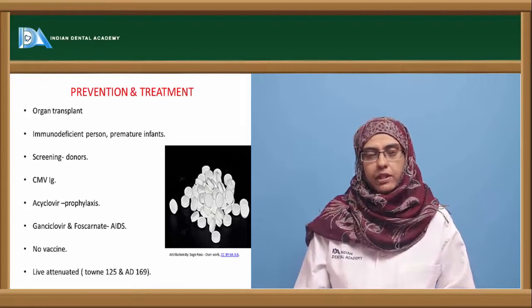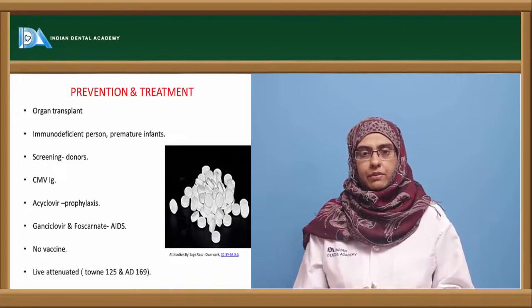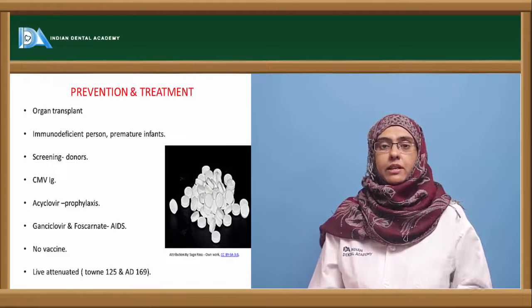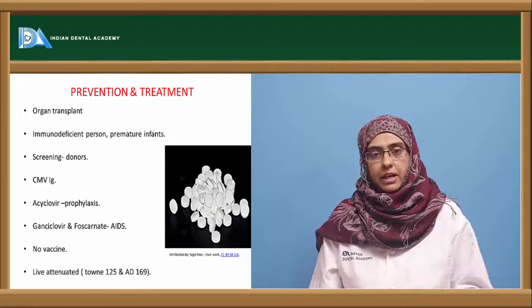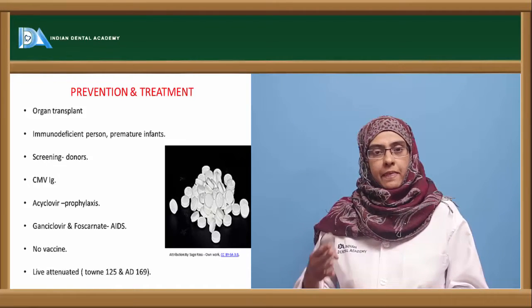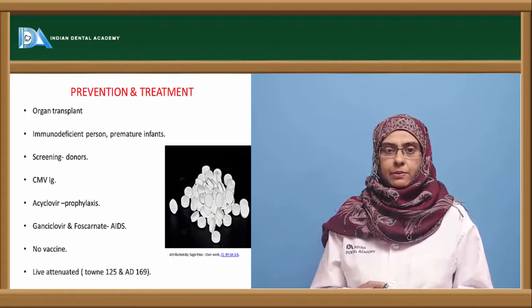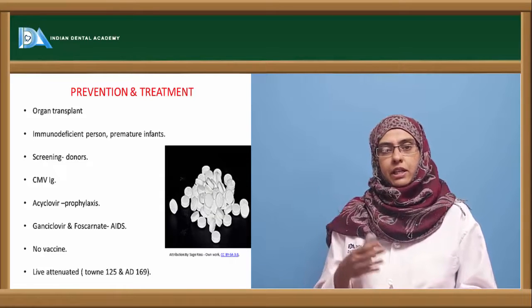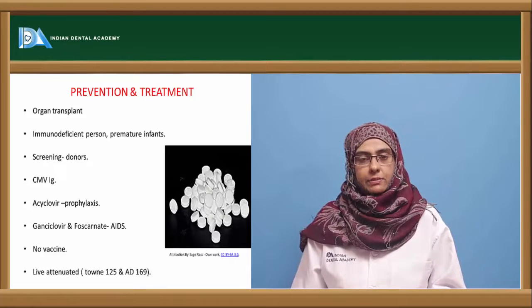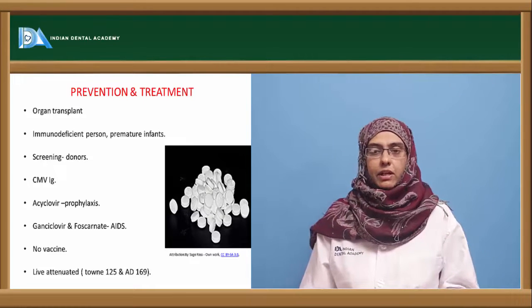Apart from that, you can go for specific antiviral therapy with acyclovir. In the case of this particular disease, acyclovir only acts as prophylaxis but not for the treatment aspect. For the treatment, you can go with ganciclovir and foscarnet, which are also used in the case of AIDS patients to inhibit the infection or to decrease the severity of this particular infection. No vaccine has been developed against this cytomegalovirus.